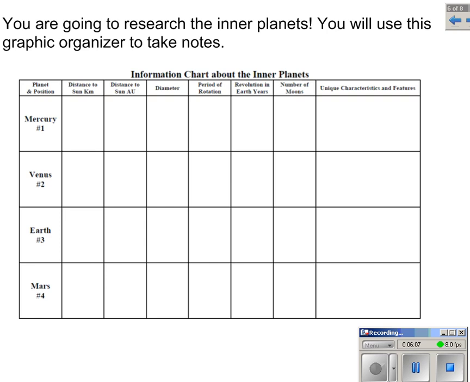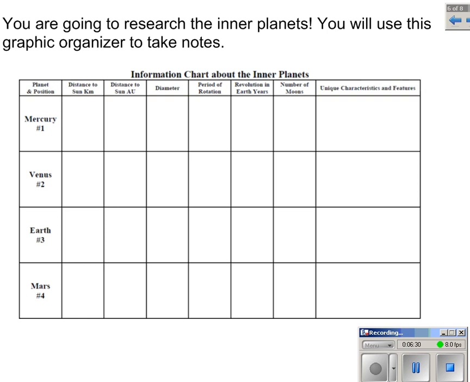All right, now you're going to research the inner planets. You will use this graphic organizer to take notes. So I've handed you this information chart already, so it should be in your notebook. You've got 2 sides, one for the inner planets, and you're going to do the same activity for the next lesson, lesson 6, when we do the outer planets.